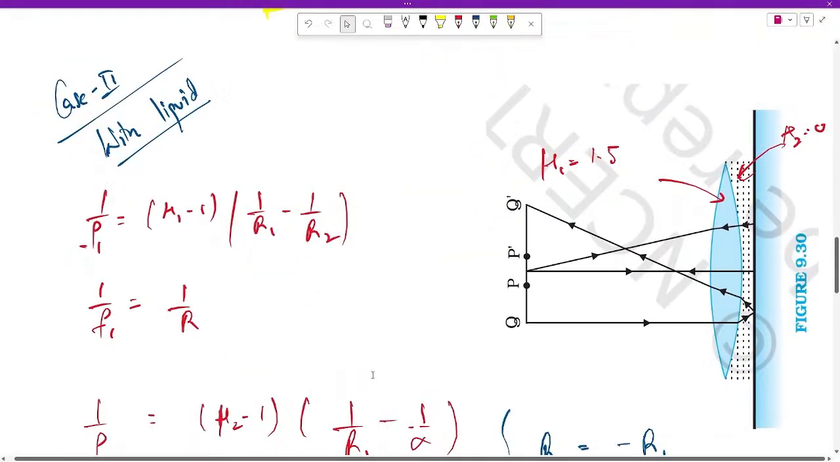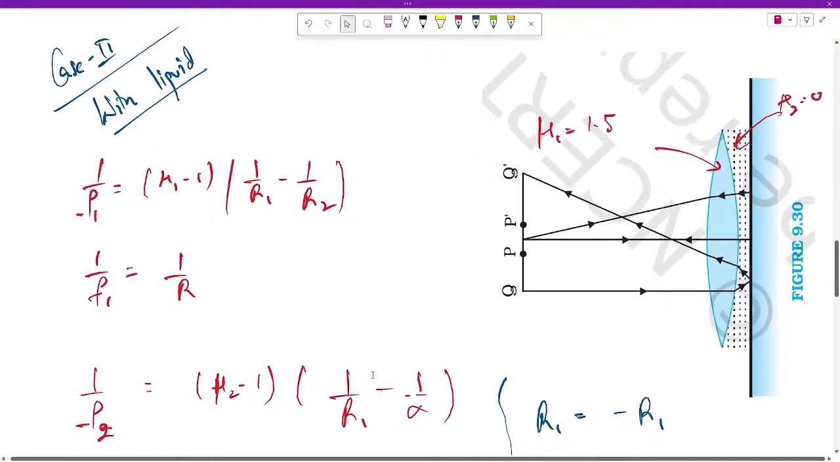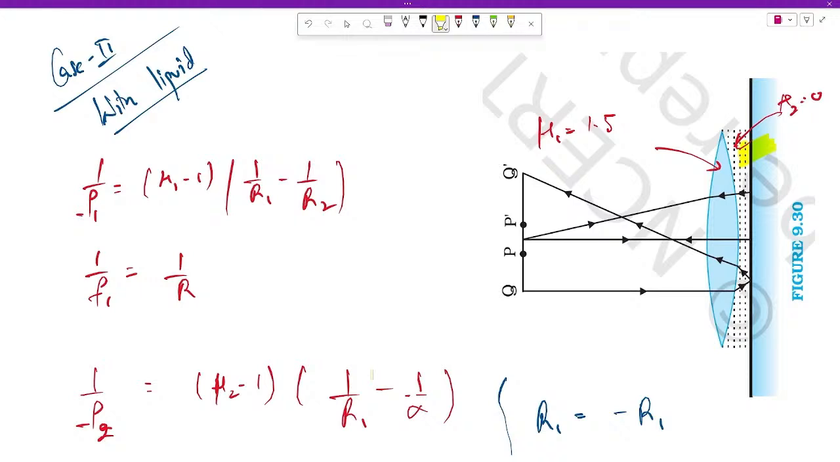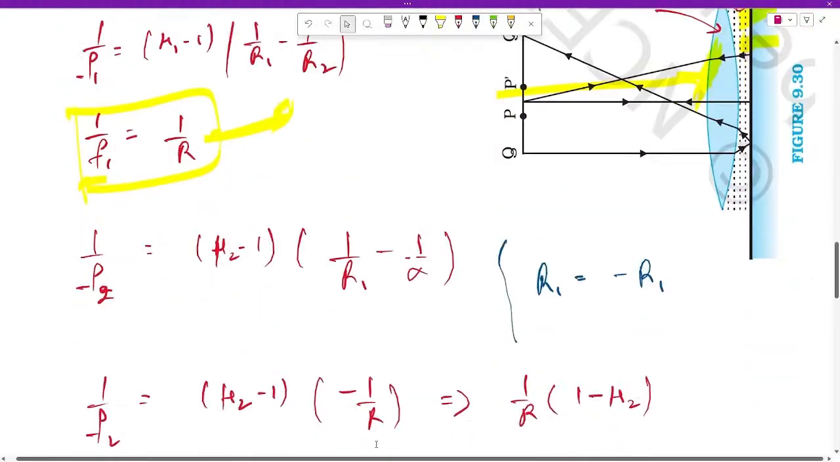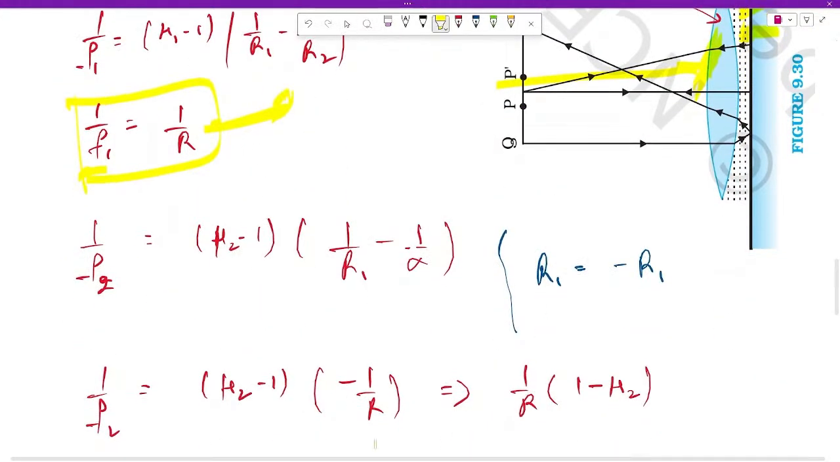Now we will proceed with the case when there is a liquid. When there is liquid, let the refractive index of this liquid be mu2. Now it is a combination of two lens systems, this lens of glass and this lens of liquid. For the glass we already know the focal length, which I have represented with F1, so 1 by F1 would be equal to 1 by R, and we have 1 by F2 equal to (mu2 minus 1) times (1 by R1 minus 1 by infinity).